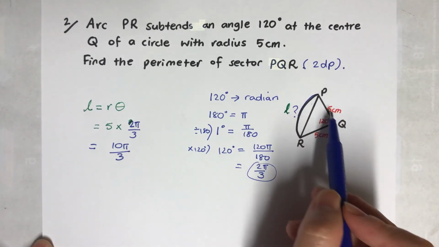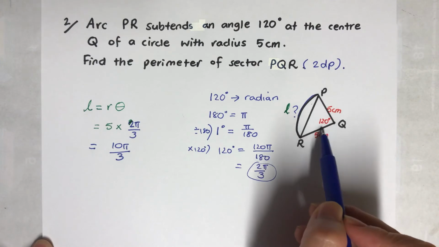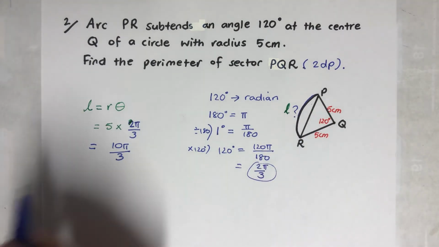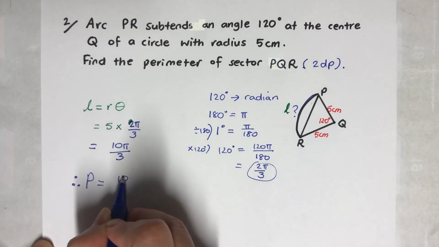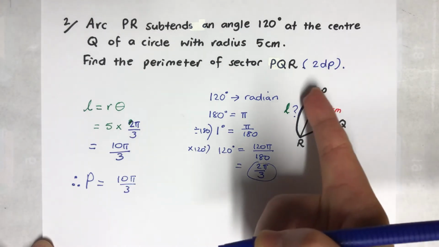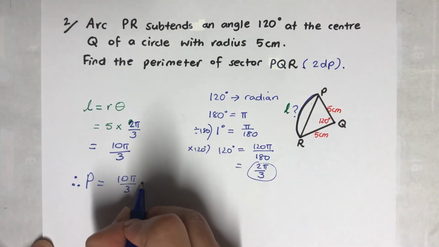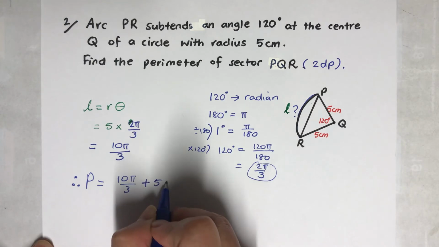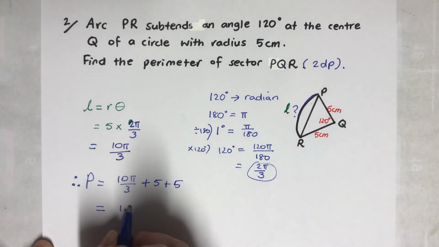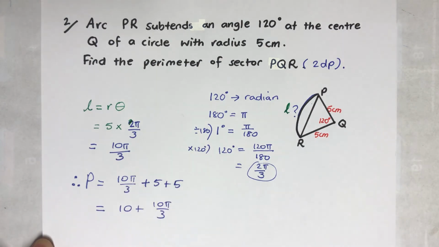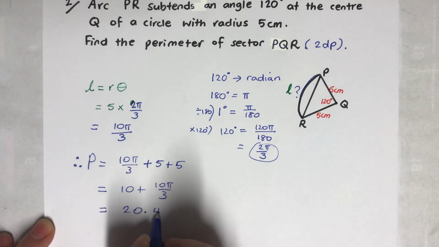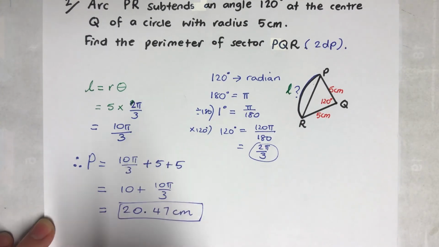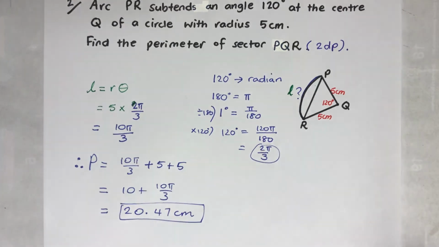And I've got this. So perimeter of this sector is 2 radii and then the arc. So the perimeter equals 10 pi over 3, the arc, plus radius plus radius. So 10 plus that. And just put that in your calculator because I wanted 2 decimal places. Put that in, you'll get 20.47 centimeters. Okay, so that wasn't too bad. Now, question 3, the last question.